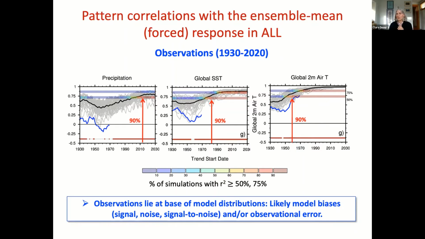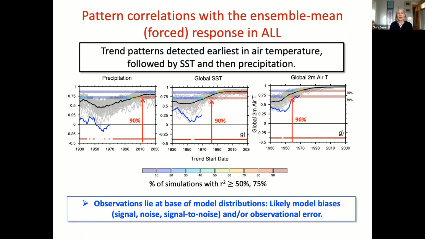And the blue curves are lying at the very bottom, if not outside of the ensemble spread. So the shapes are similar, but the blue curves really are sort of below. And so you'd say it's likely that there are model biases, and we don't know if it derives from the signal, from the noise, or the signal to noise, and/or observational error.